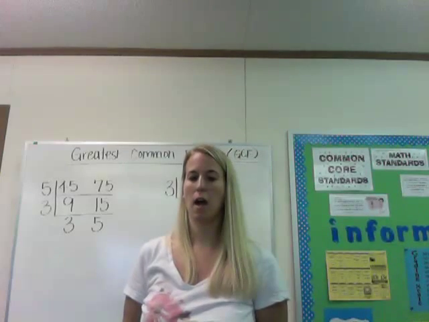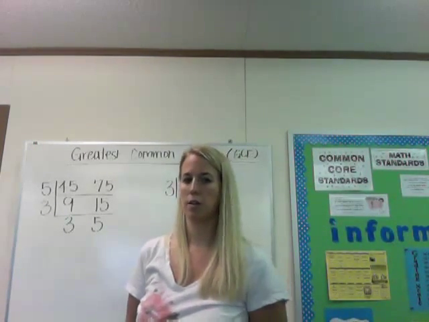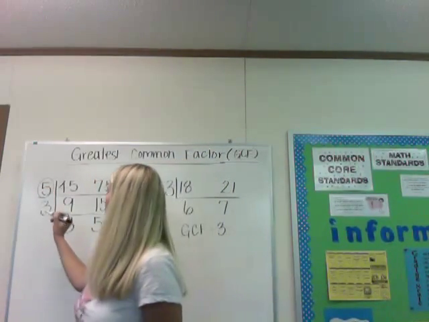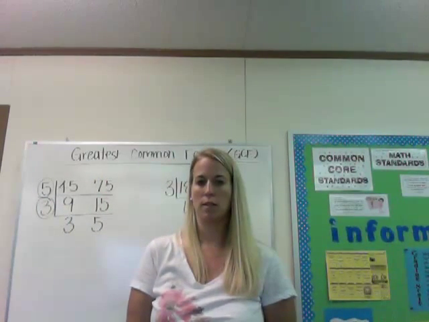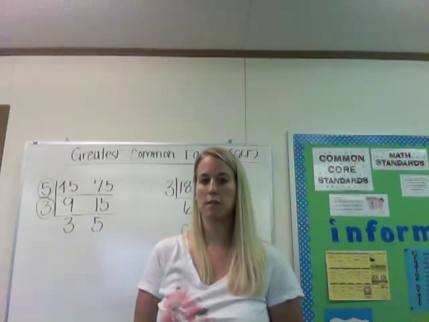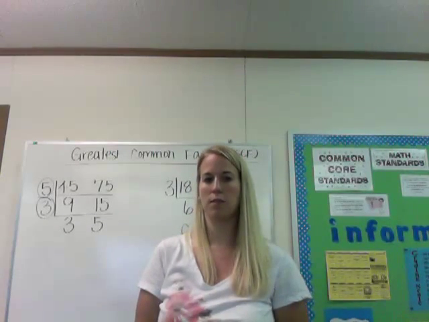Because there's not, I'm done, and I will take the numbers on the outside of my factor ladder, the 5 and the 3, and I will multiply them together to give me the greatest common factor. 5 times 3 equals 15. My greatest common factor of 45 and 75 is 15.